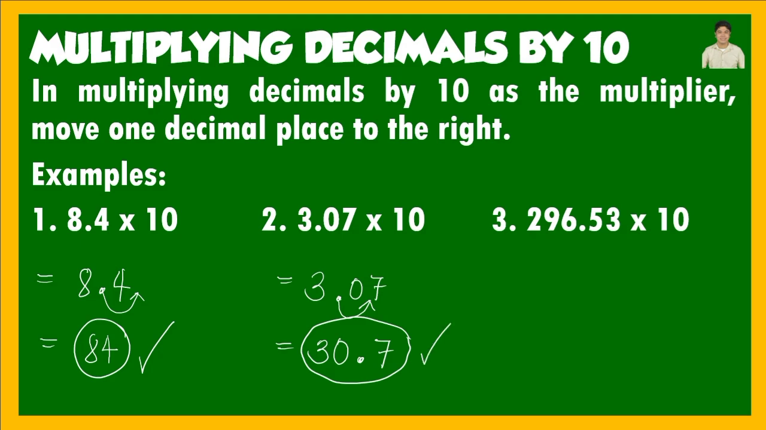And then, the last example, so we have 296.53 times 10. Sulat natin 296.53 or 296 and 53 hundredths. And then, we move 1 decimal place to the right. So, our final answer is 2,965 and 3/10.